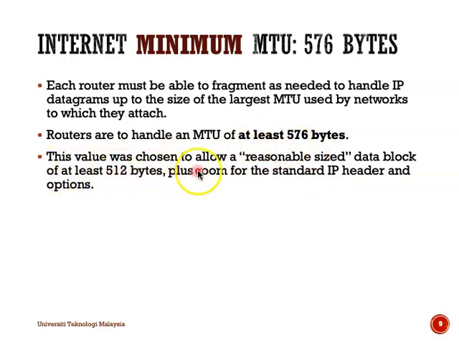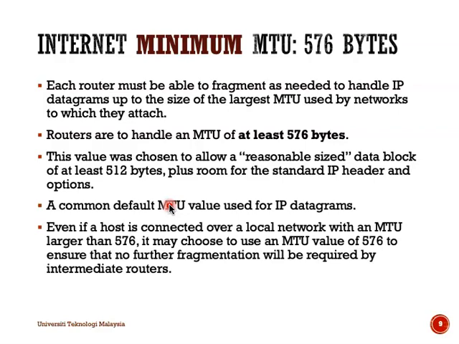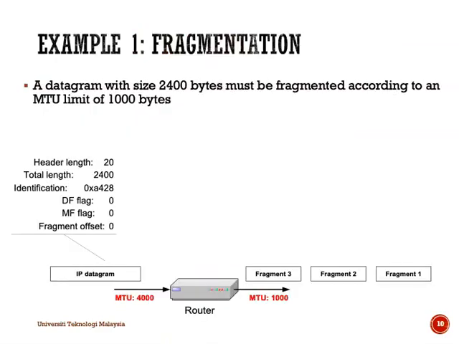This value was chosen to allow a reasonable size data block of at least 512 bytes, plus room for the standard IP header as well as options. So 576 is a common default MTU value used for IP datagrams. Even if a host is connected over a local network with an MTU larger than 576, it may choose to use an MTU value of 576 to ensure that no further fragmentation will be required by intermediate routers. Sometimes it will choose this MTU because it ensures that other routers will not have to do the fragmentation process.